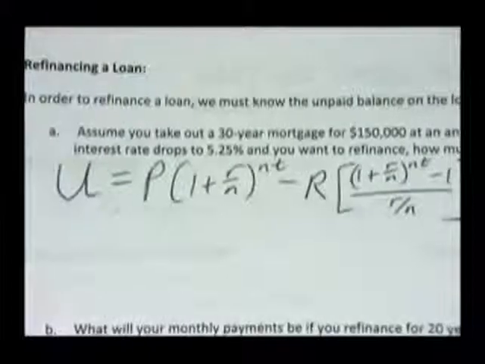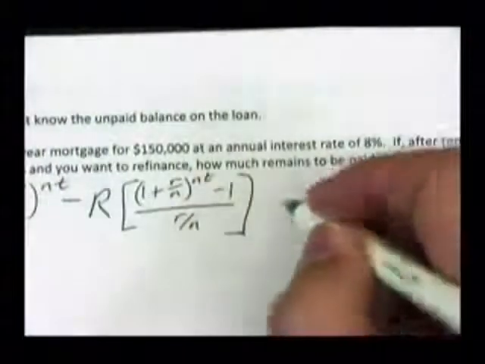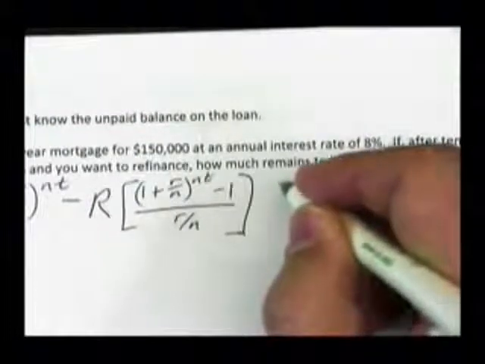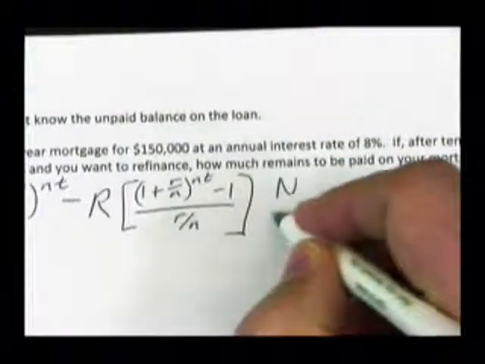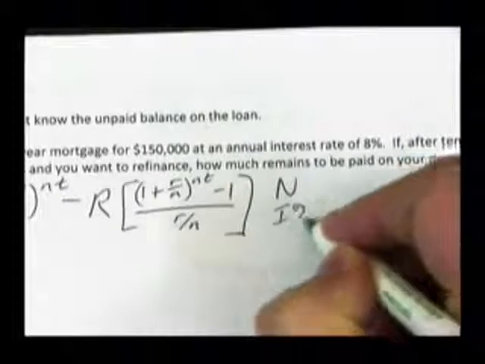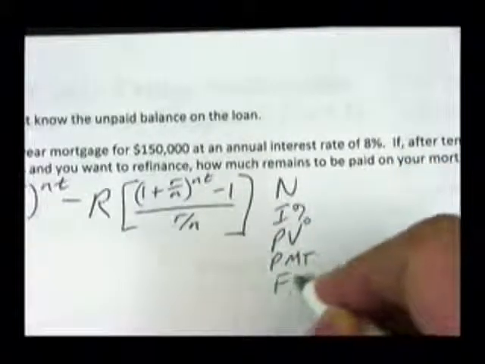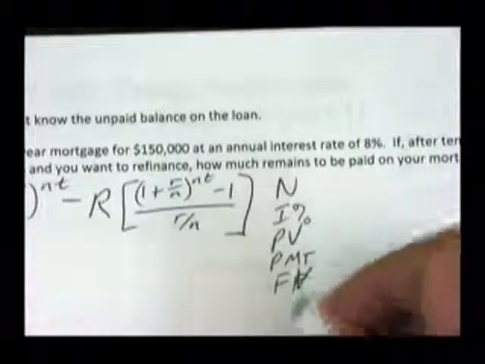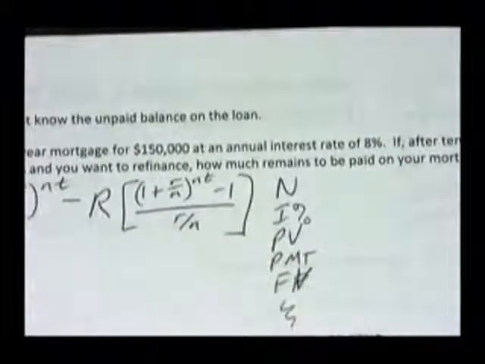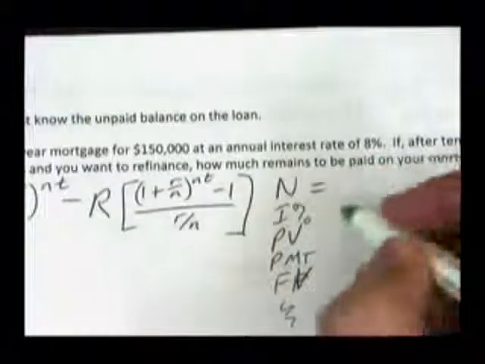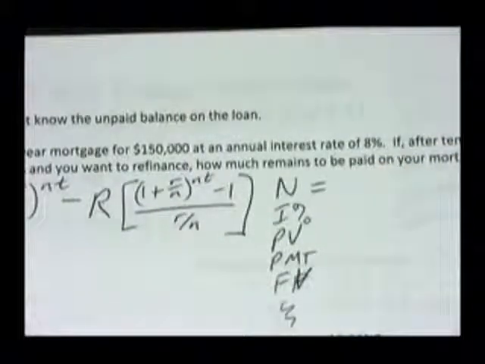You could use your TVM solver. In order to do that, we've got N, I%, PV, PMT, FV, and all the other stuff is the same. So I'm going to start out by figuring out what my payments are going to be.